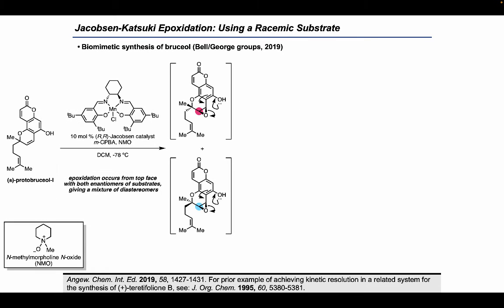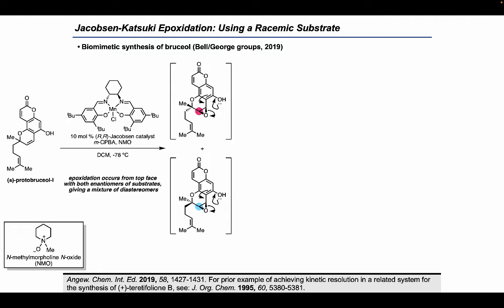To look at a more complex application, let's turn to a case where this asymmetric epoxidation was applied to a racemic substrate as opposed to an achiral one. In 2019, the Bell and George groups applied this reaction in their biomimetic approach to brussonol, which involved using the RR Jacobsen catalyst in conjunction with mCPBA and NMO as stoichiometric oxidants to selectively epoxidize the top face of the alkene present in both enantiomers of the proto-brussonol substrate.